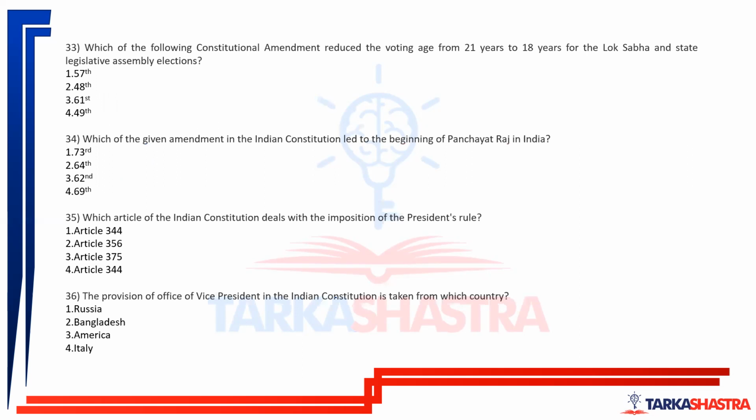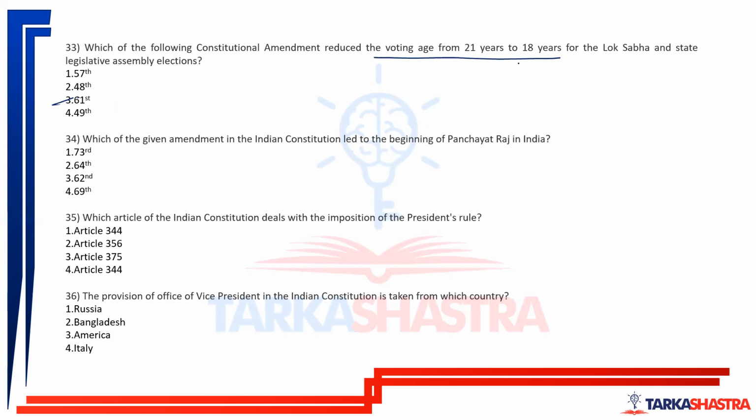Which constitutional amendment reduced the voting age from 21 years to 18 years for Lok Sabha and state legislative assembly elections? It was the 61st amendment. Okay, so this is important.